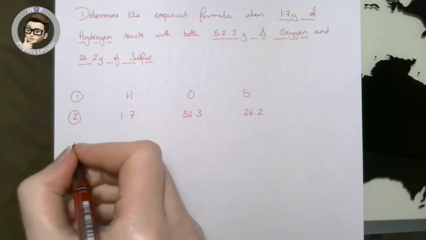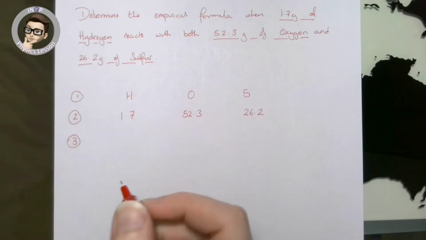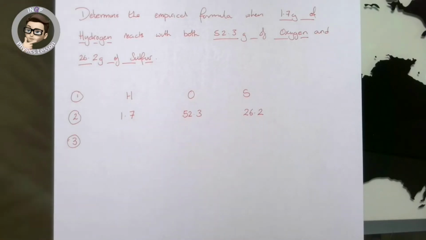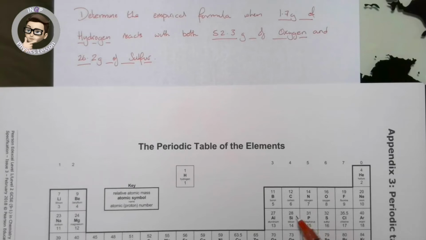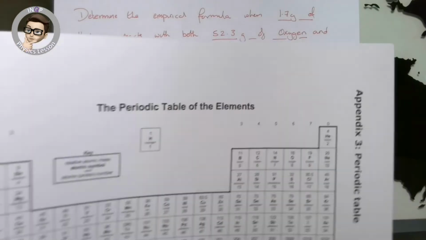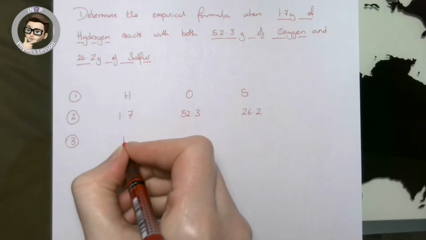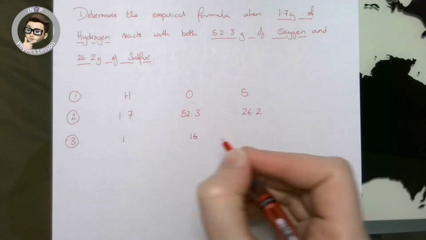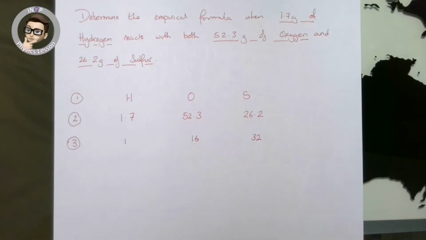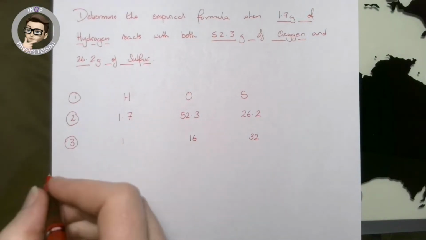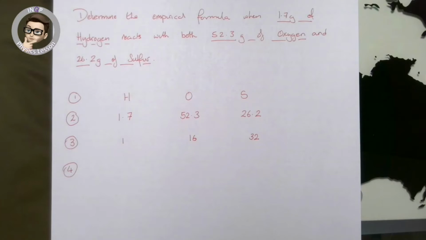Step 3 is to calculate our relative atomic mass. So we'll go back to our periodic table. Hydrogen, as we already know, is 1. Oxygen over here is 16, and sulfur 32. So 1, 16, and 32. So those are the relative atomic masses, hence why they don't have any units. Okay, step 4. Step 4, we've got to divide the mass by the relative atomic mass.